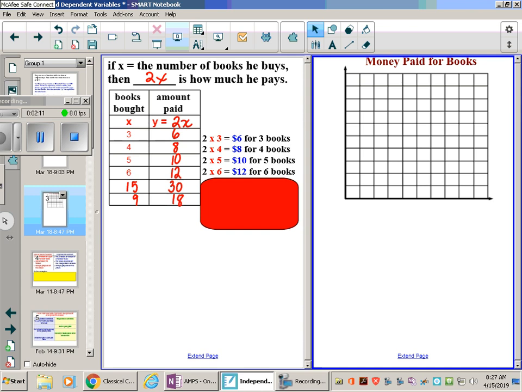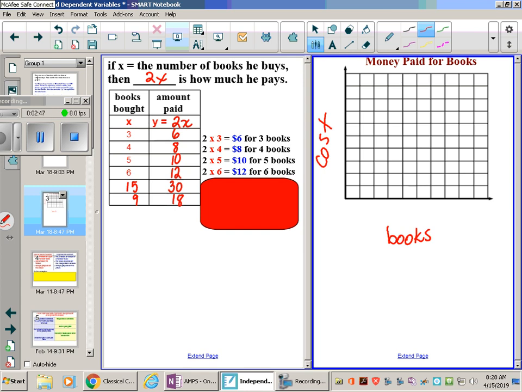Now, the other thing we're going to do with this is create a graph to show the data from our function table. When you do a graph from a function table, you're always going to put the x value on the x-axis and the y value on the y-axis. So in this case, the number of books bought and the cost. The number of books is going to be on the x-axis and the cost is going to be on the y-axis.